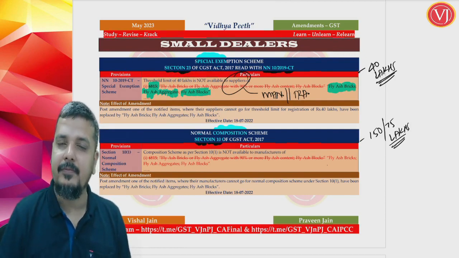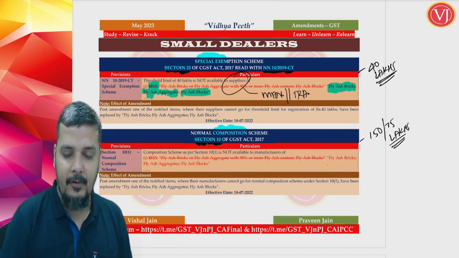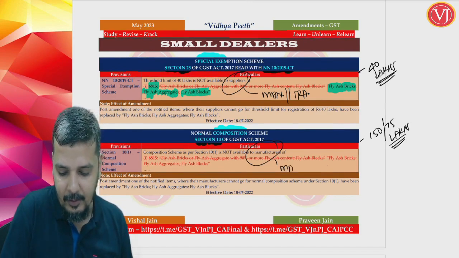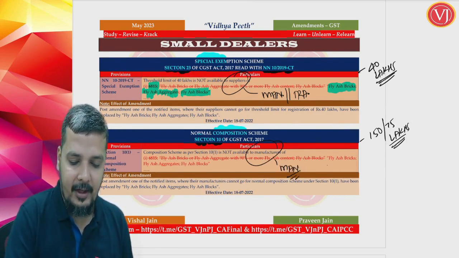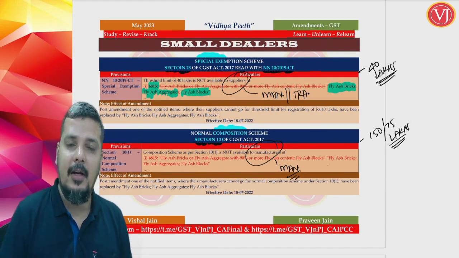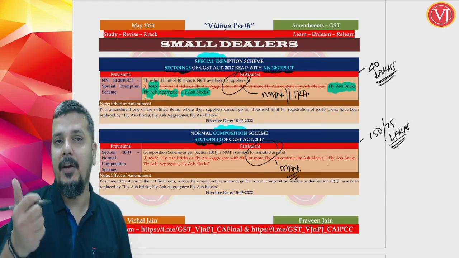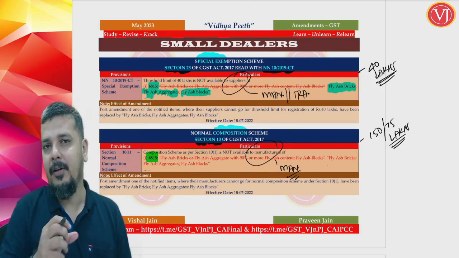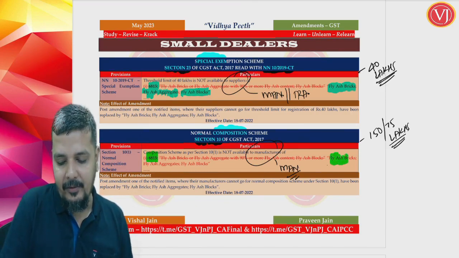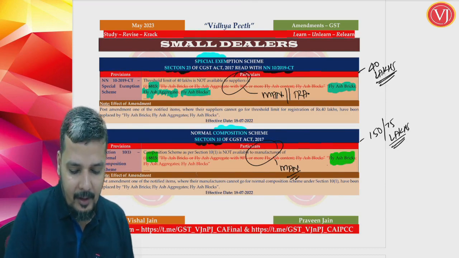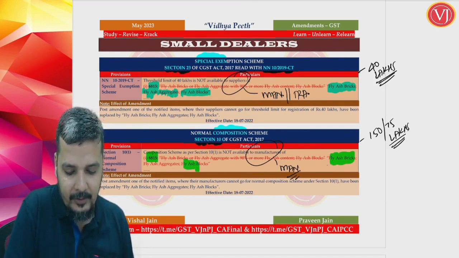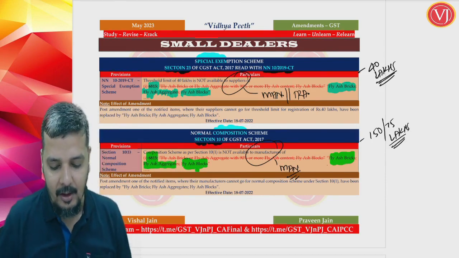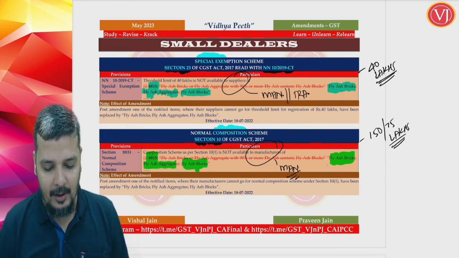Whereas in the composition scheme, the focus is not on supply, the focus is on the term manufacturer. If you are manufacturing them, what is covered is only and only the manufacturer. If you are manufacturing an item covered under the notified building materials, HSN 6815, again that particular item's terms have been replaced. Fly ash bricks were there previously, now also. Fly ash blocks were there previously, now also. What has happened is that now it is merely fly ash aggregate. The point of more than or equal to 90% fly ash content is no more relevant.